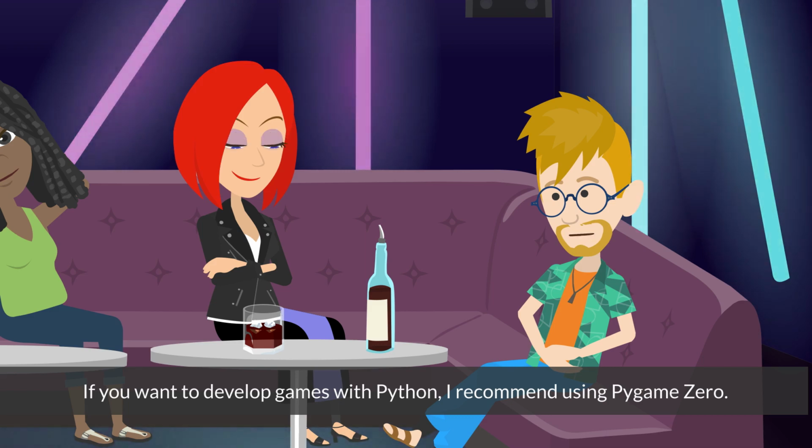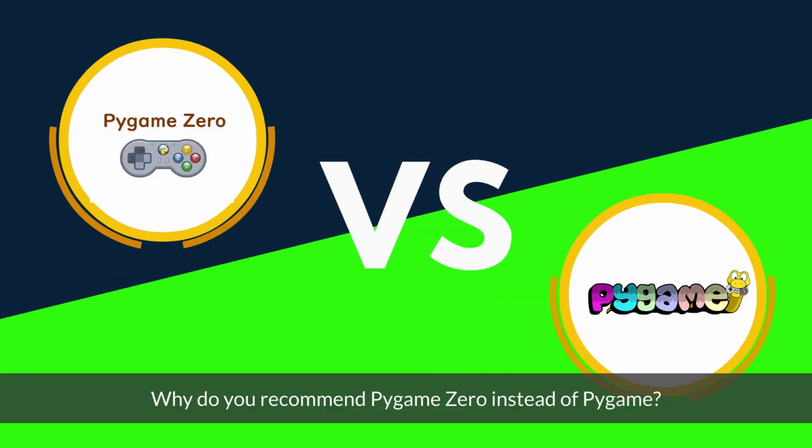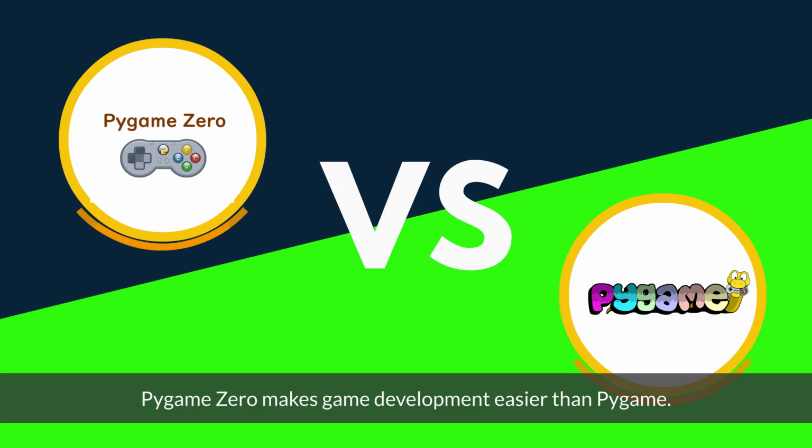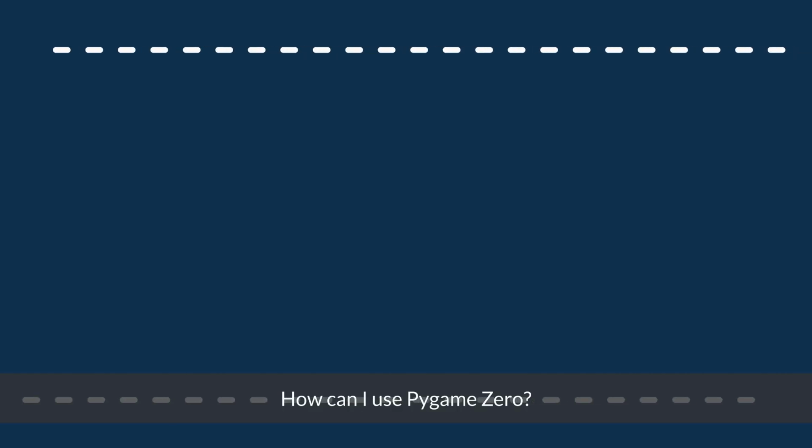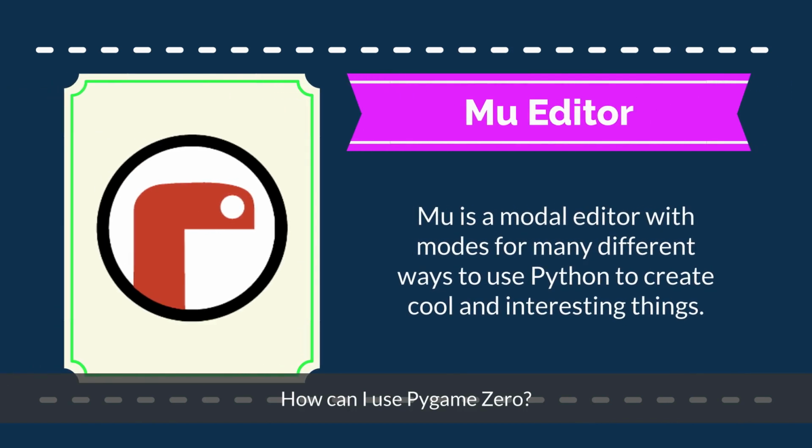If you want to develop games with Python, I recommend using Pygame Zero. Why do you recommend Pygame Zero instead of Pygame? Pygame Zero makes game development easier than Pygame. How can I use Pygame Zero?